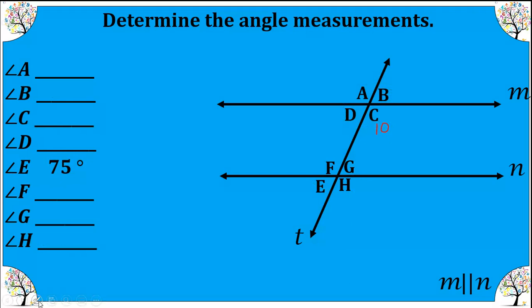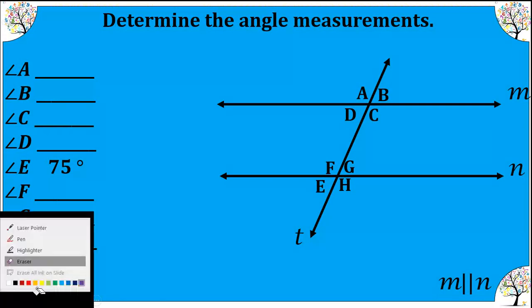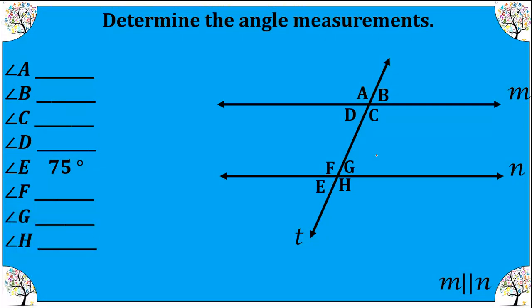So let's apply our knowledge to this situation. So angle E is 75. Therefore, angle G is 75 because they're vertical. We know angle G and angle D are alternate interior. Therefore, they are congruent. We know angle G and angle B are corresponding. So B is also 75 degrees.